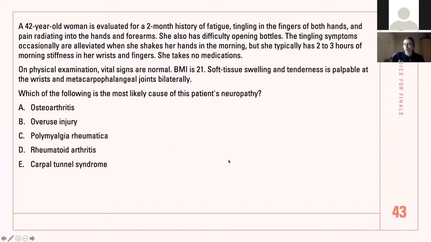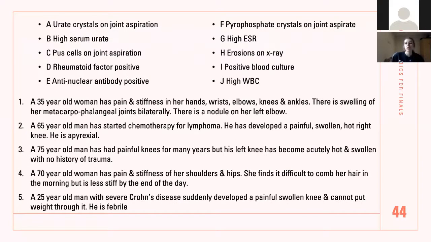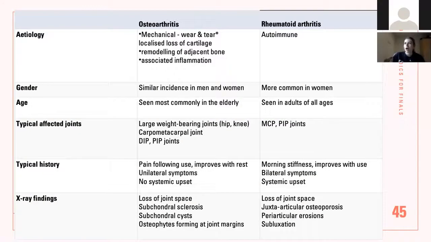I've got another question, but it's quite a long one, so I'll let you have my slides and you can work through those yourself, and the answers are in the notes underneath. Here's a little table that I found quite helpful too, because I found osteoarthritis and rheumatoid arthritis quite hard to differentiate between. So it's quite good to be able to differentiate those two.